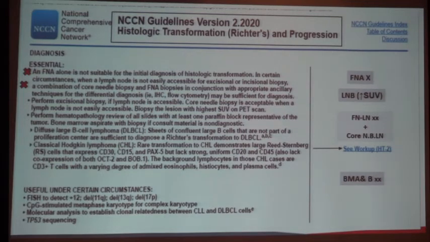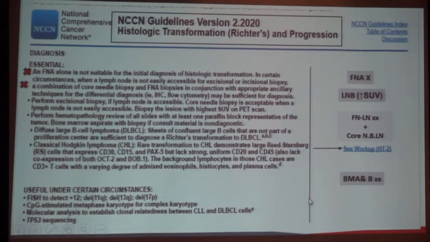Histological progression is a diagnosis made on a lymph node. So we should have a lymph node biopsy to diagnose progression and histological transformation. If we don't have a lymph node biopsy, we can find that needle aspirate is not enough. We can take a core needle biopsy from the high SUV lymph node, and we should combine it with other markers like flow and immunohistochemistry to prove the diagnosis.